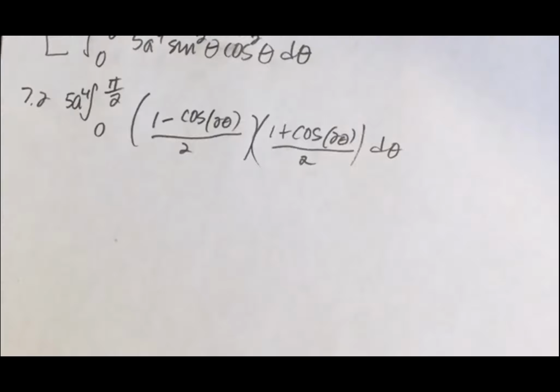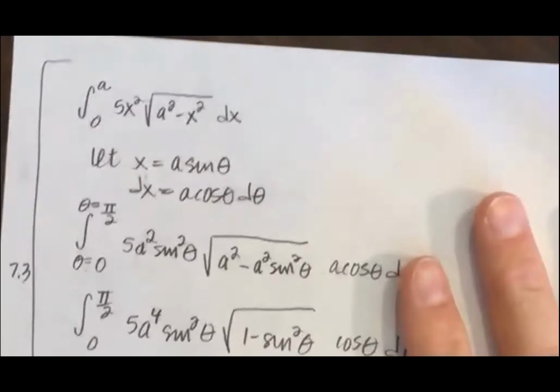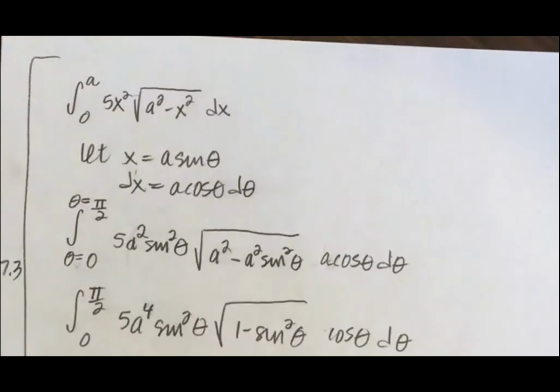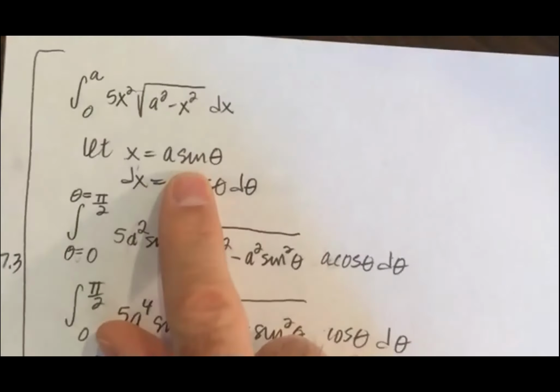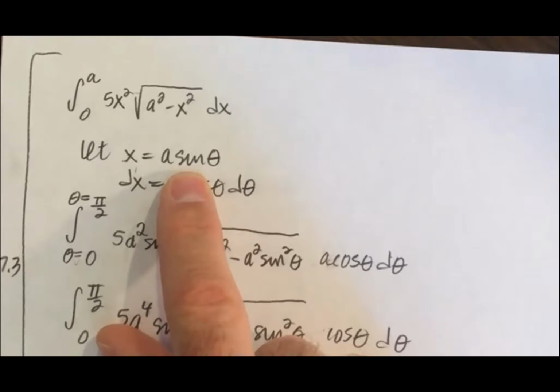How are we doing? Good? Okay, so in terms of section 7-3, the hard part was, do I recognize that I should probably use a trig sub? And which trig sub? How about a sine theta? If you knew that, if you get to here, then you mastered everything in section 7-3 except for the details.